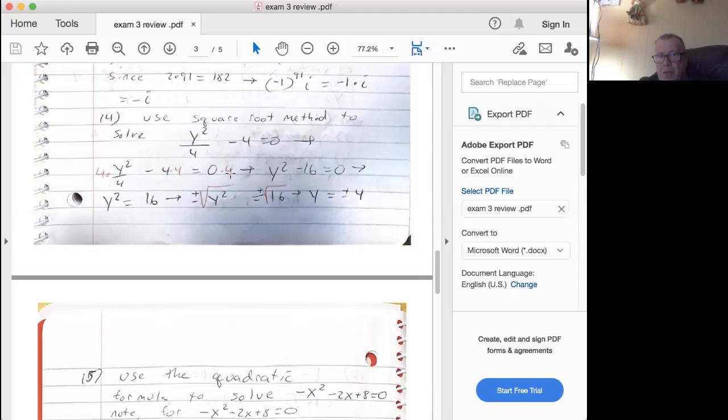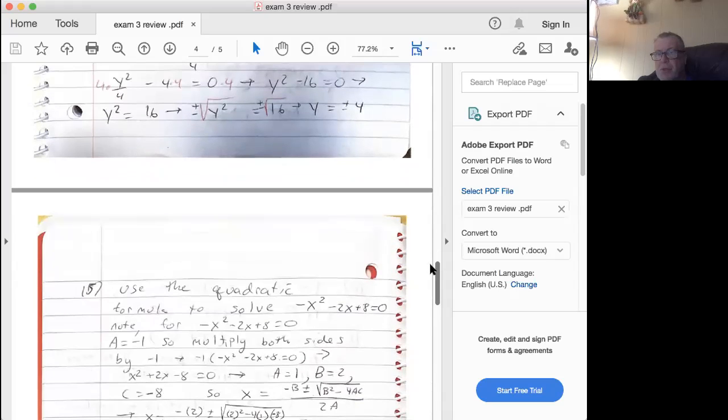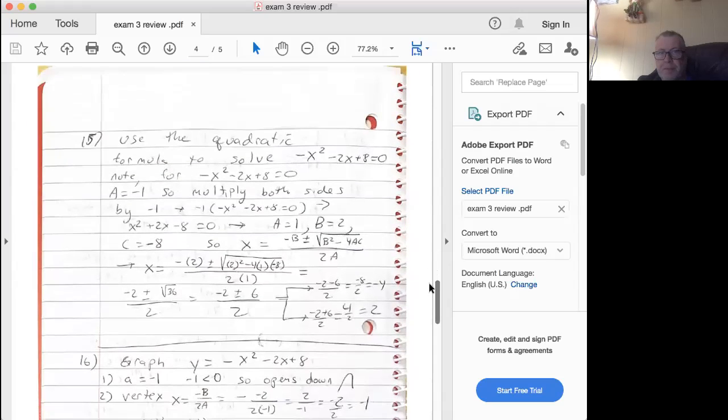We'll plus and minus the y squared, and we'll plus and minus the 16. Squares and square roots cancel each other off, giving us y, and then the square root of 16 is 4, so that gives us plus and minus 4. Remember, the plus and minus is 2 separate solutions.